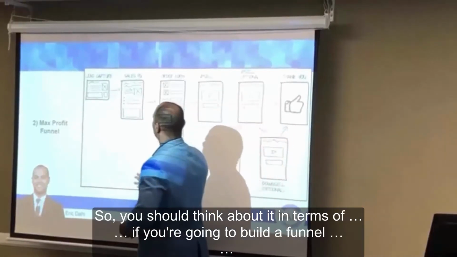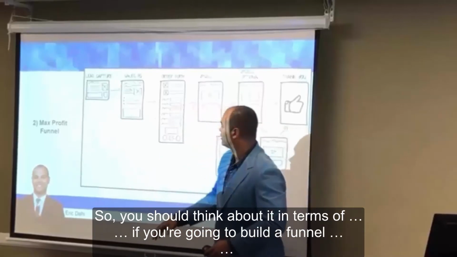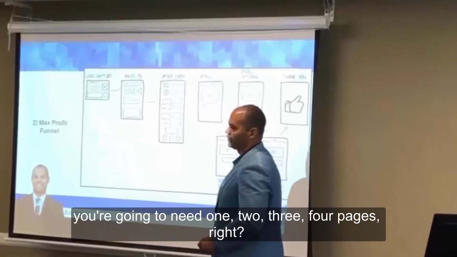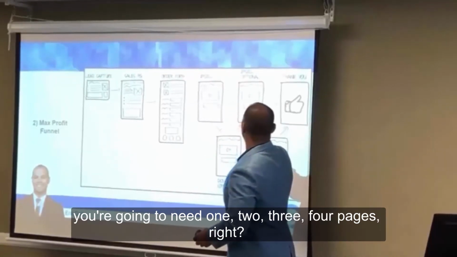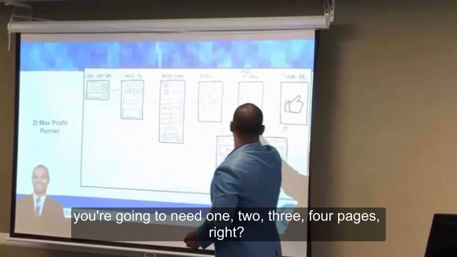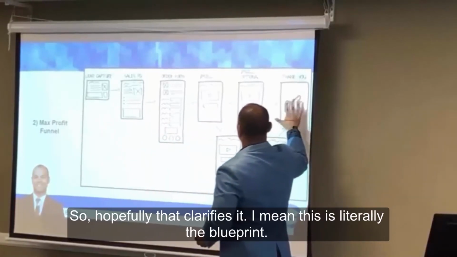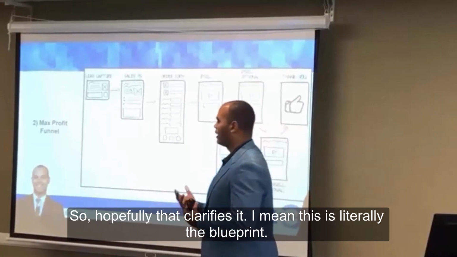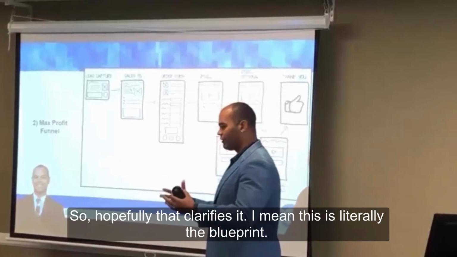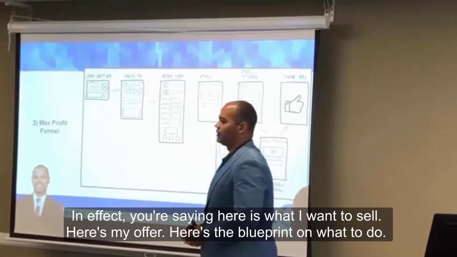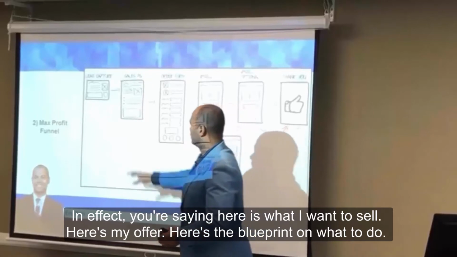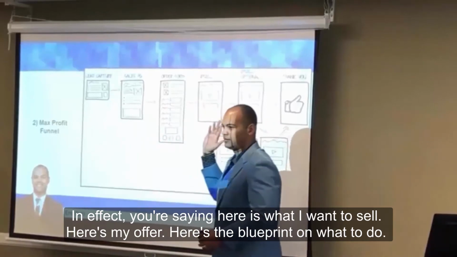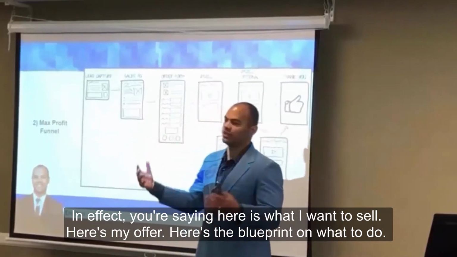So if you're going to build a funnel, you're going to need 1, 2, 3, 4 pages, give or take. If you don't want to have an upsell, use 1, 2, 3, 4, 5. And then a thank you page, 6 pages. So hopefully that clarifies. I mean, this is literally the blueprint. You say, okay, here's what I want to sell. Here's my offer. Here's the blueprint of doing that. I want to use a max profit funnel. You go here, and you pick the one you want, and you just literally follow this plan. So hopefully that's very clear.